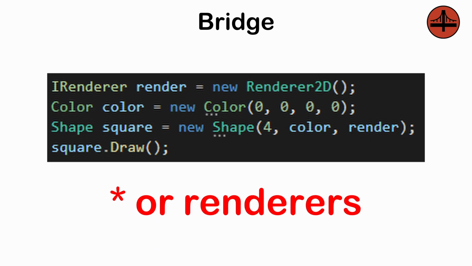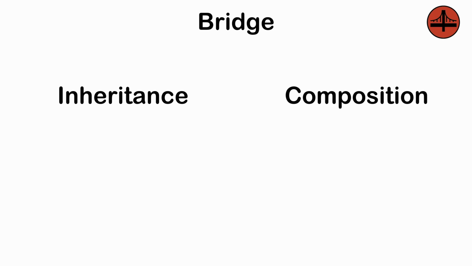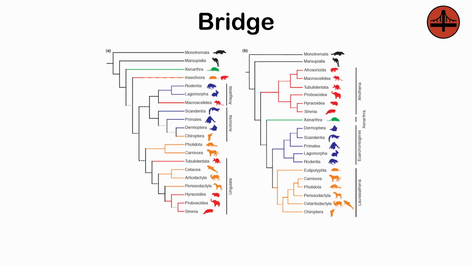In this case, all shapes have colors, but not all colors necessarily have shapes. Usually, this is best resolved by considering that inheritance describes what a thing is, whereas composition describes what a thing has. While the bridge pattern is quite flexible, it's best reserved for larger projects.